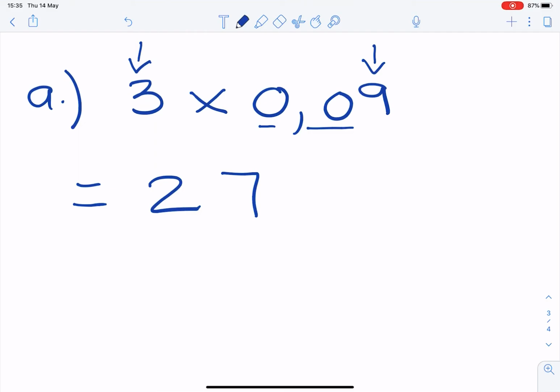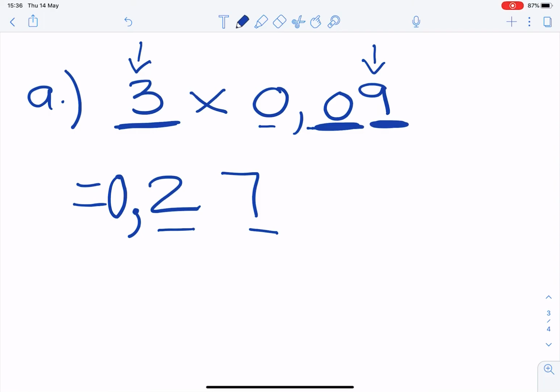Then we look at the decimal places. There are no decimal places here because 3 is a whole number. But here we've got 1, 2 decimal places. So our answer needs to have 2 decimal places as well. So starting from this side, 1, 2, and we put our 0 in there.